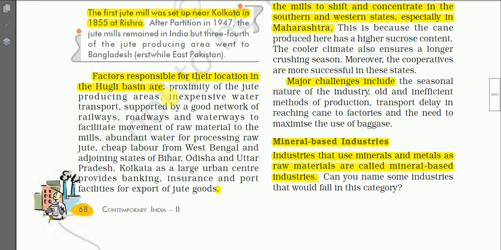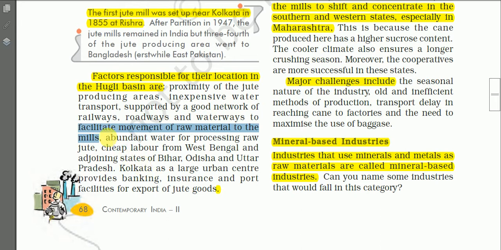Then inexpensive water transport. The Hooghly River and Ganga River provide very cheap water transportation. Then supported by a good network of railways. This area is well connected with railways for transportation, then waterways and roadways to facilitate the movement of raw material to the mills. The transportation of raw material to the mills is done by railways, roadways and waterways.